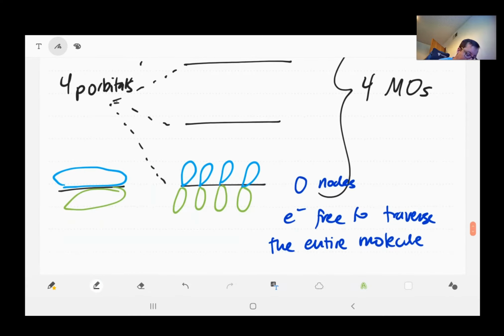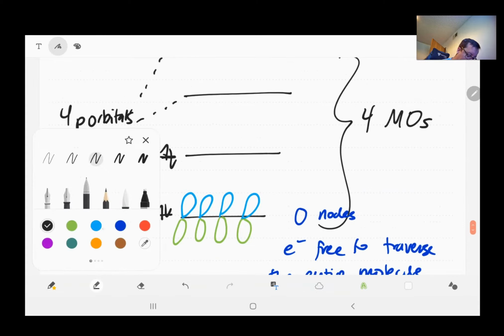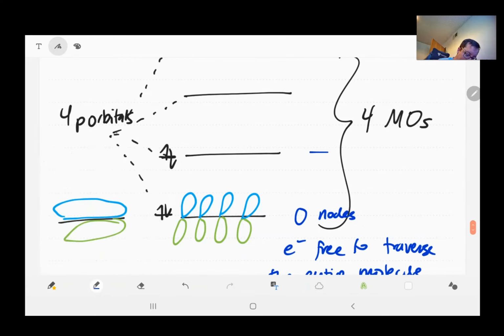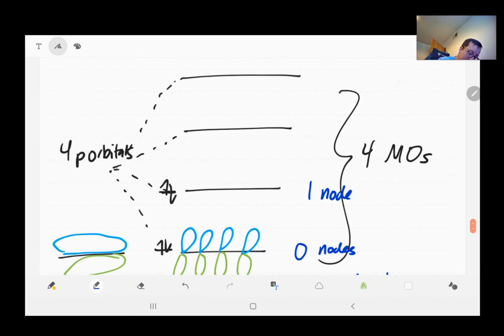Kind of drawn it on my lines, but oh well. We're going to have 2 electrons that go there. We're going to end up having 2 that go here as well. Our next lowest state is going to have 1 node. We always increase our number of nodes per energy level. So as we go forward, we're going to have 2 nodes up here and 3 nodes at the top. Nodes are areas that are forbidden for electrons to cross. So electrons cannot move past a node.